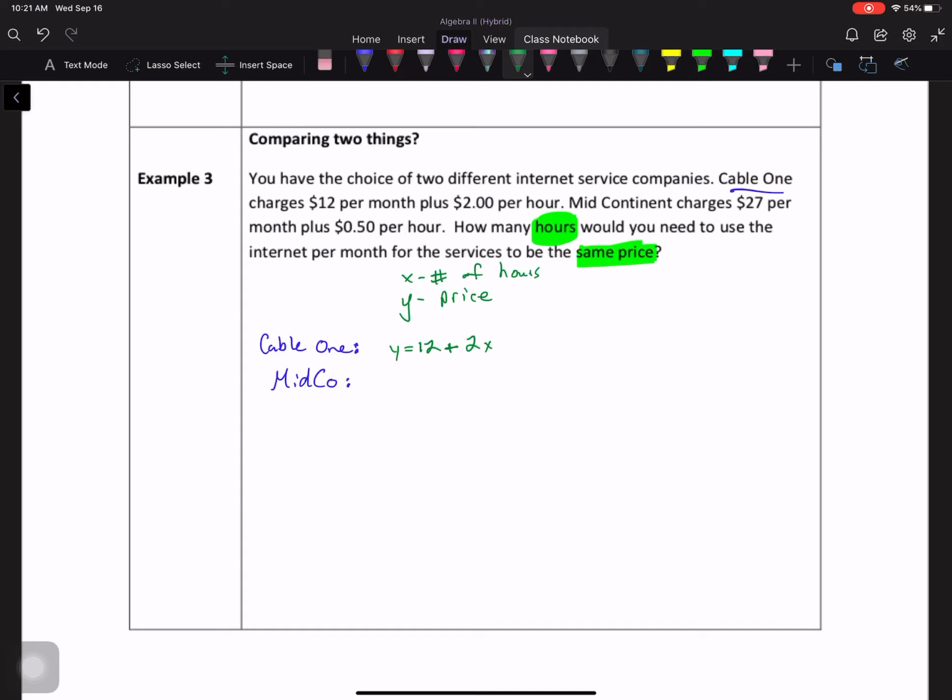Midco, the price of Midco is going to equal $27 per month, but again, it's 1 month, no variable needed, plus 50 cents per hour. And again, we don't know how many hours, so we have to use the variable X. So that is our setup for example number 3.